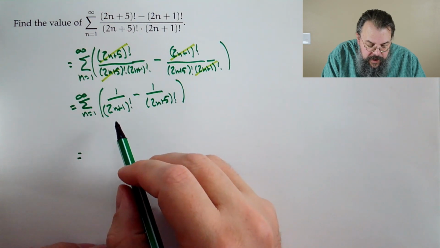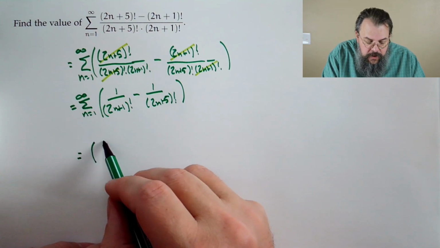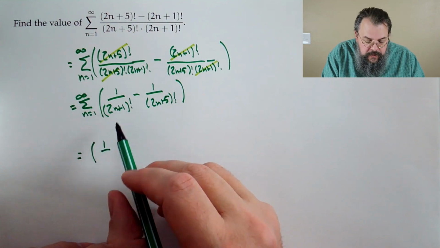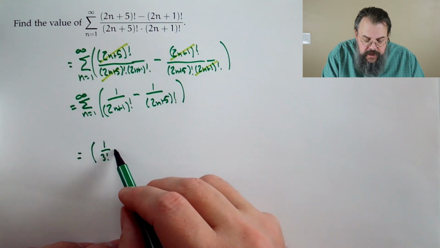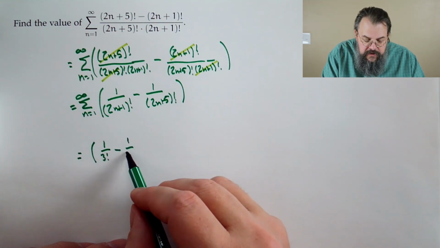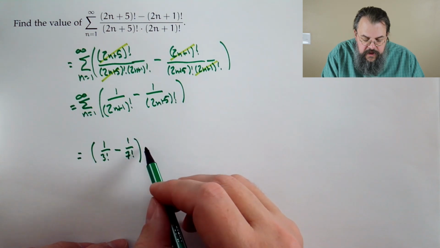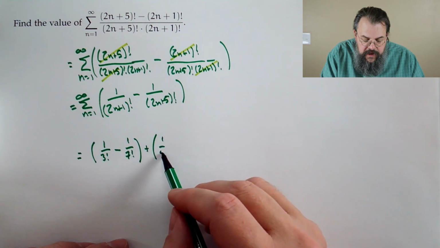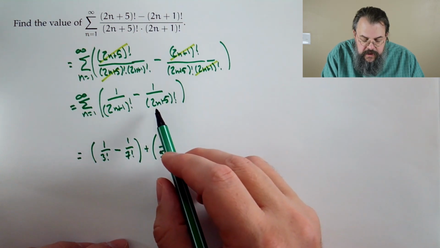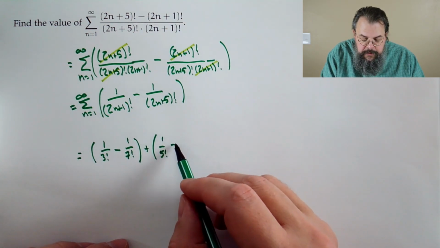Starting at 1, this would be 1 over (2 plus 1) factorial, which is 3 factorial, and here it would be 2 plus 5, which is 7 factorial. Next, plug in 2. 1 over 5 factorial. And then here, it would be 4 plus 5, which is 9.